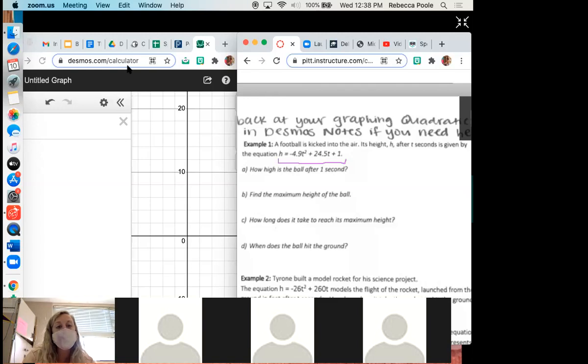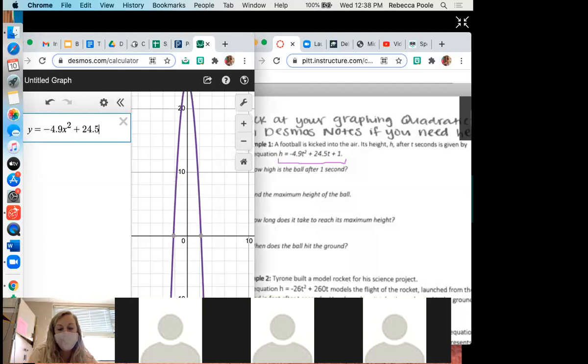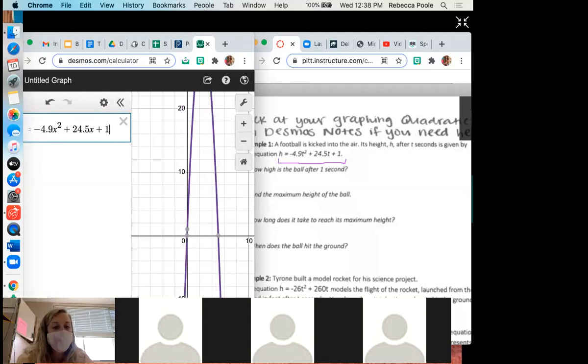So we're going to go into Desmos and we're going to type in y equals -4.9x squared plus 24.5x plus 1. So I'm using X's and Y's. Oh, Desmos knows me so well, it color-coded it with what color I was using. That's so cool. It's the little things.